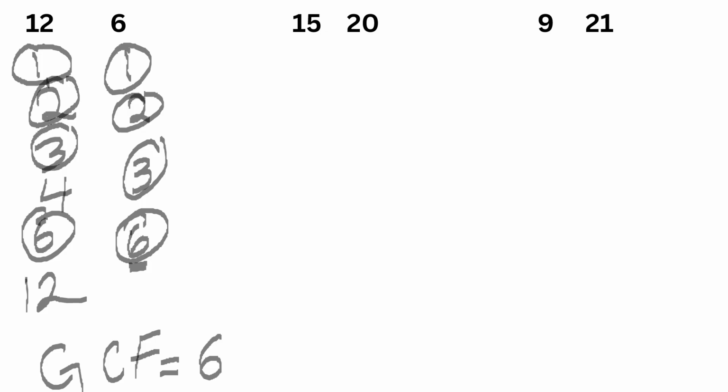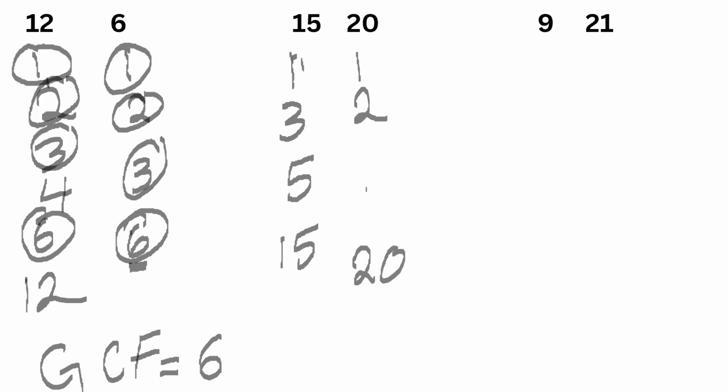Moving on to question 2, 15 and 20. So we're going to start at 1 multiplied by 15 and then 3 multiplied by 5. Do we have any other factor? I don't think so. The factors of 20: we have 1 and 20. We have 2 and 10. Now we're keeping the space in between for other numbers to sit properly. And then we have 4 and 5.